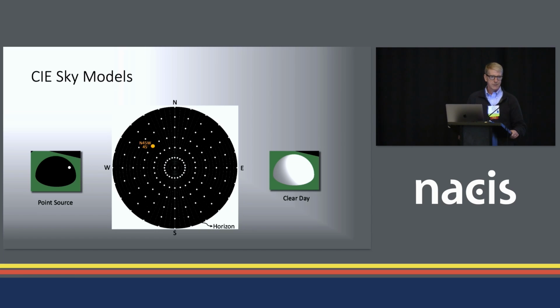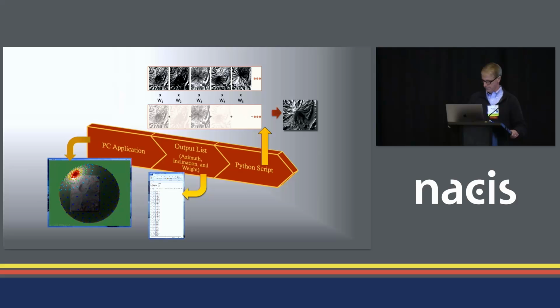But there's all sorts of sky models out there that were defined by the CIE, the same people that do the color systems. And one of those is a clear sky model. That would be what the distribution of light would be on the sky on a clear day. And that includes some diffuse light in the non-illuminated part of the sky, and then the side of the sky the sun is on, you would have much brighter light.